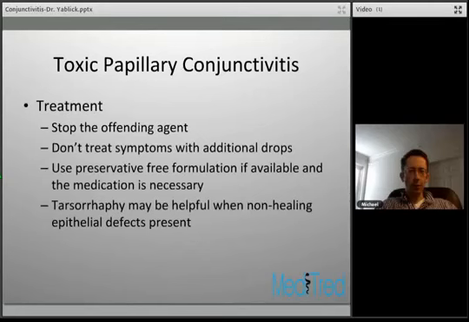If the medication is absolutely necessary to treat the patient, say for glaucoma, then you should try to use preservative-free formulations. This will help cut down on the irritation and may help if the offending agent is actually the preservative within the drops. When you stop the offending agent and the patient has a more severe form such as a non-healing epithelial defect, then this is a case where more advanced, more invasive measures such as a tarsorrhaphy may help.